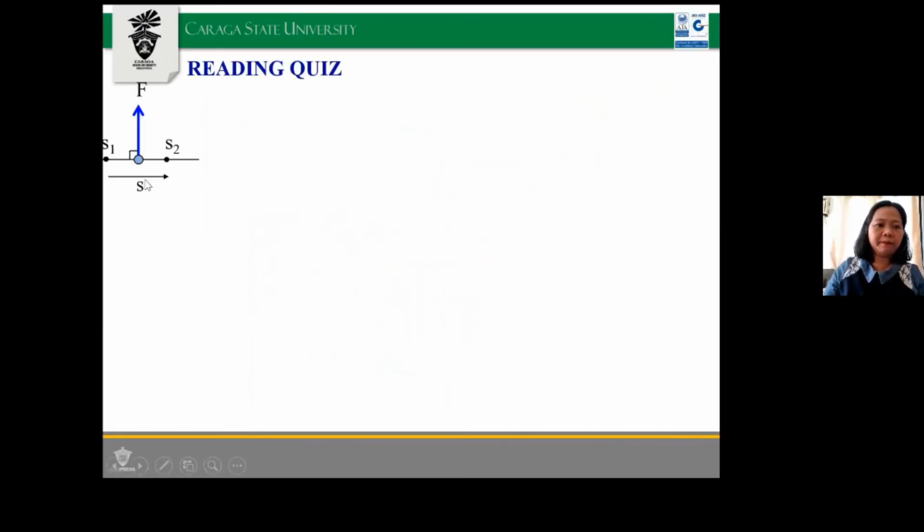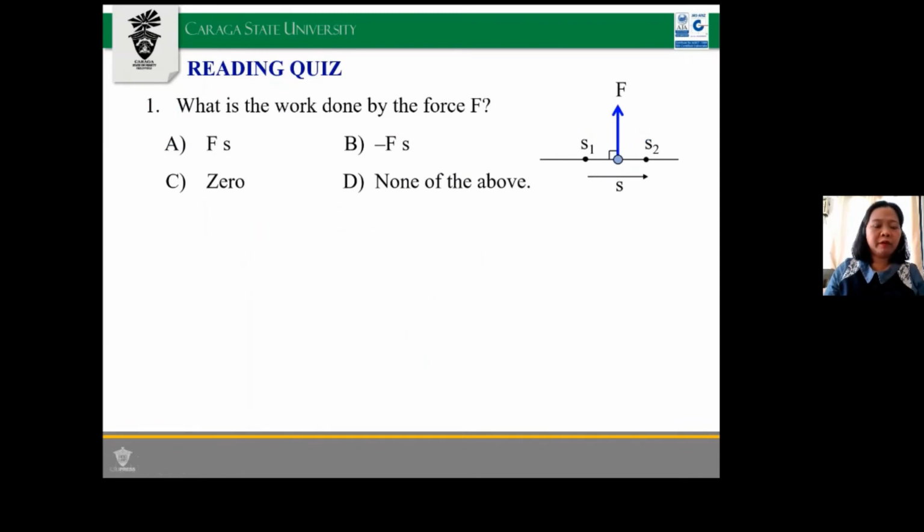So as a review, what's the work done by the force F? As you can see, from point 1 to point 2, the force applied is perpendicular to the displacement of the particle. So what is the answer? Is there a work done by force F to that particle? No, the correct answer is 0. There is no work done by the force F from point 1 to point 2 because it is perpendicular.